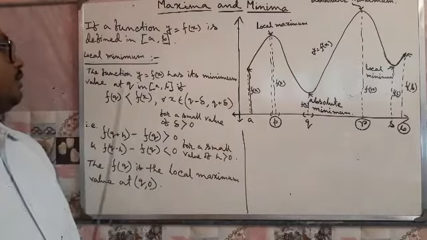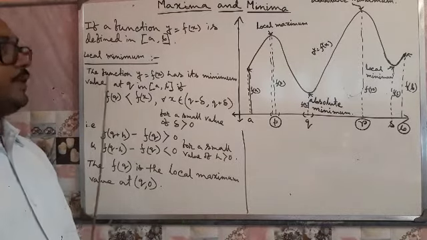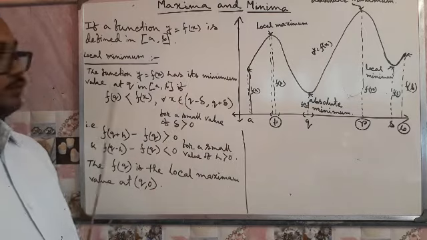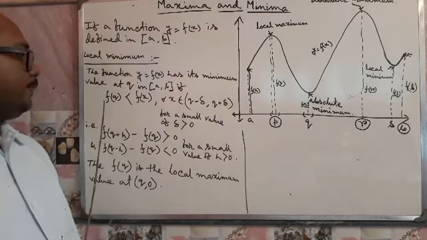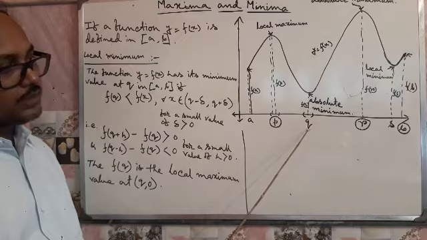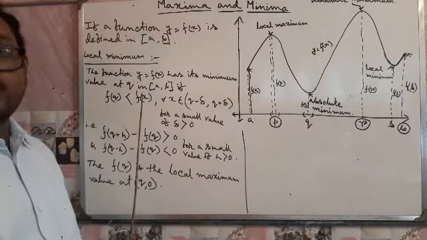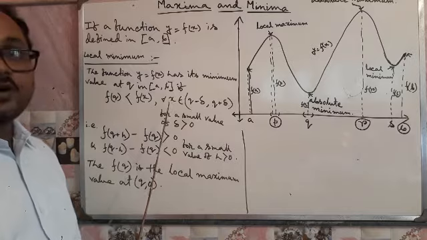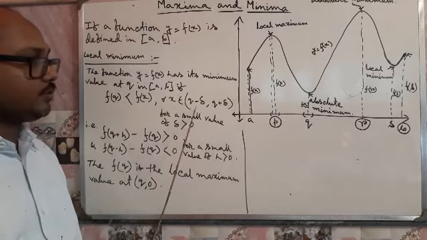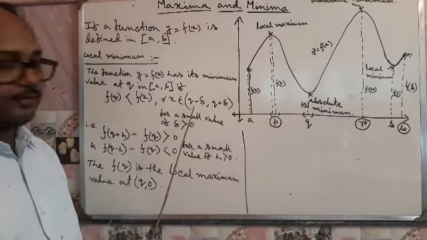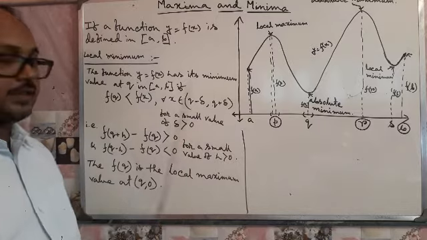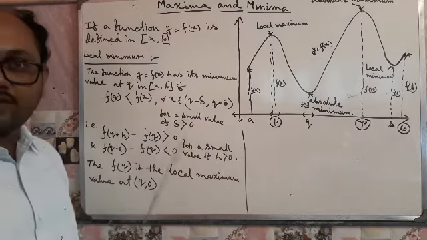Then what is the definition for local minimum? The function y is equal to f of x has its minimum value at q in the closed interval [a, b] if f of q is less than f of x for all x belonging to the neighborhood of q, that is the interval q minus delta to q plus delta, where delta is a very small value greater than 0.